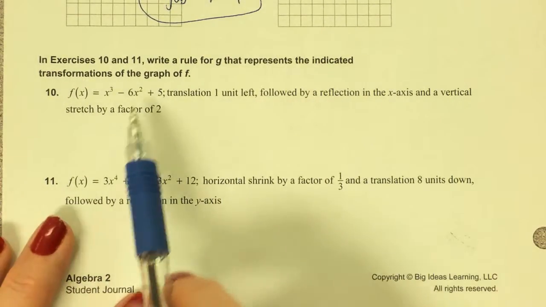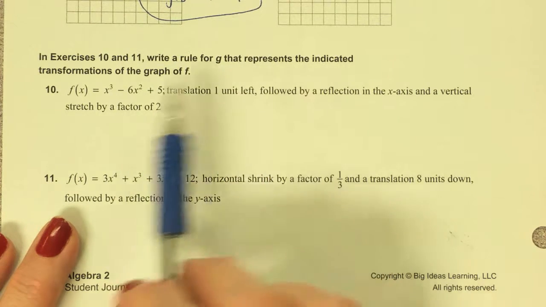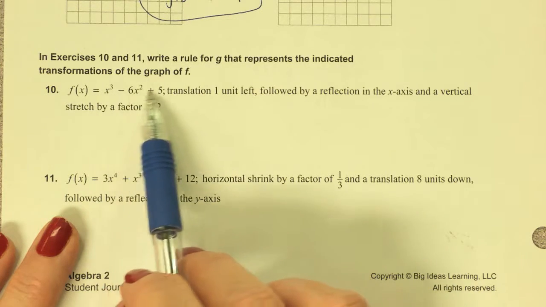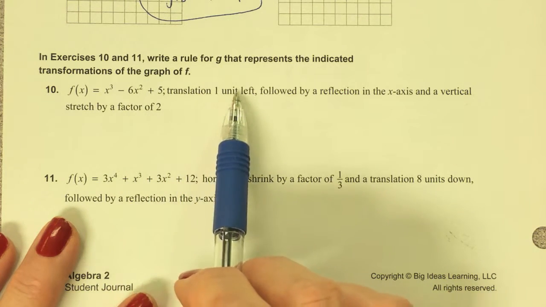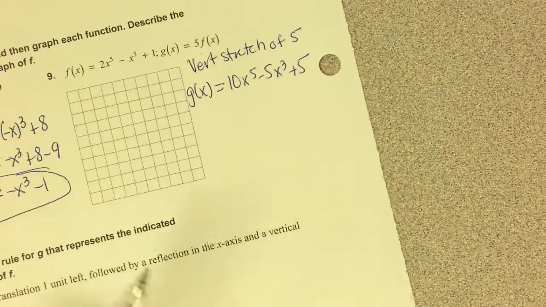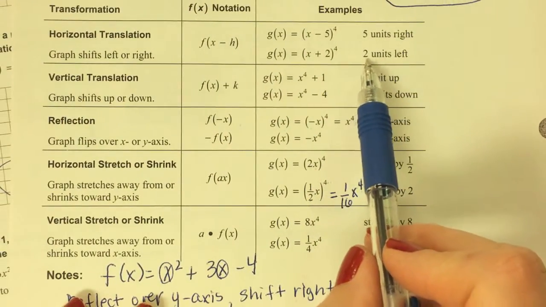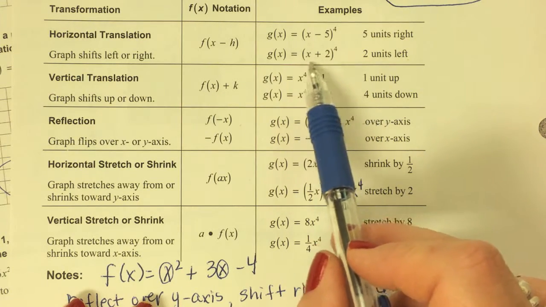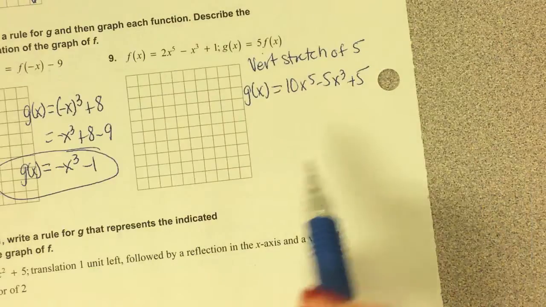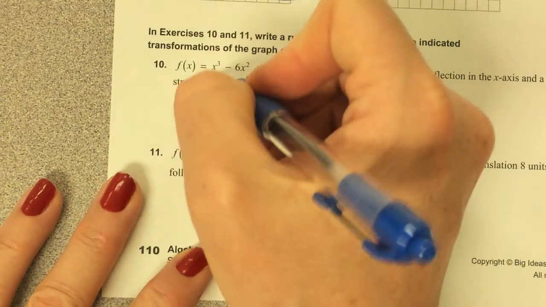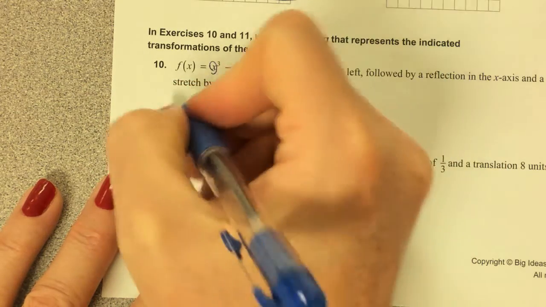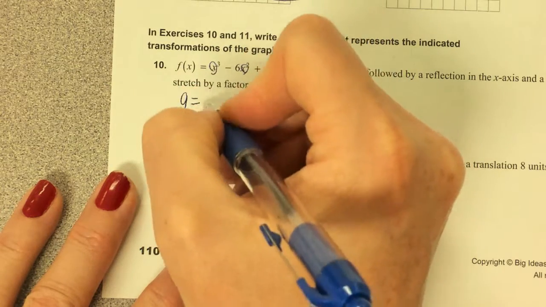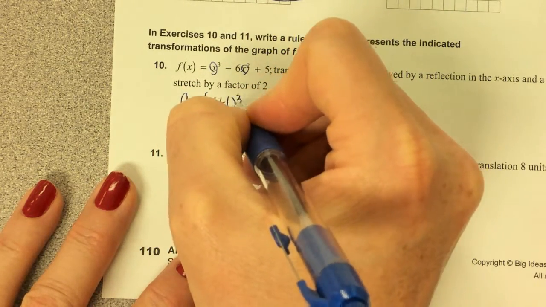Okay, so down here we're supposed to write a rule for g that represents the indicated transformation of the graph of f. So here's our first function. It says we have to translate 1 unit left. So looking back, if we want to translate 1 unit left, what do we replace x with? X plus 1. So to do this, wherever we have an x, we have to replace it. So to find our new g function, x is going to have to get replaced with x plus 1.